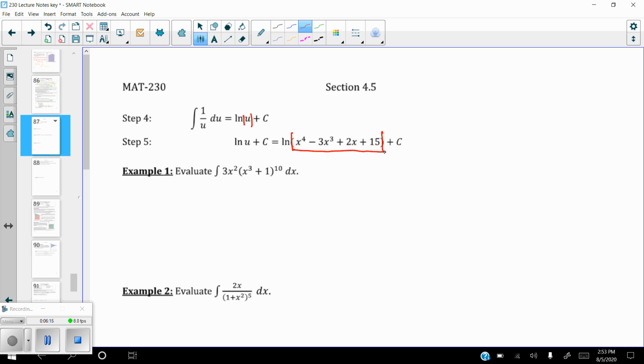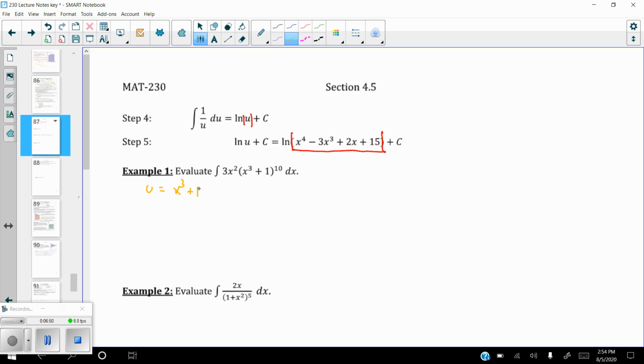Okay, let's go ahead and take a look at a couple of examples, and hopefully you'll be able to follow this. So what I've got in example 1 is the integral of 3x squared times the quantity x cubed plus 1 to the 10th power. Well, 3x squared is not really composited. There's nothing inside there, but it's pretty clear that x cubed plus 1 is inside of a parentheses, which is being raised to the 10th power. So that's going to be my u value. I'm going to start off by saying that u is x cubed plus 1.